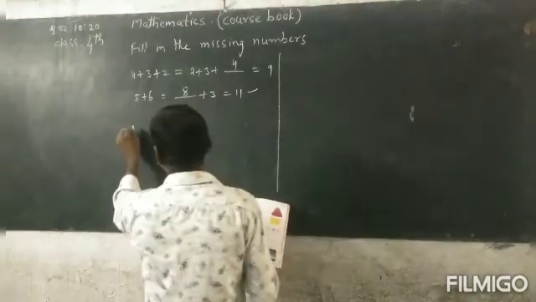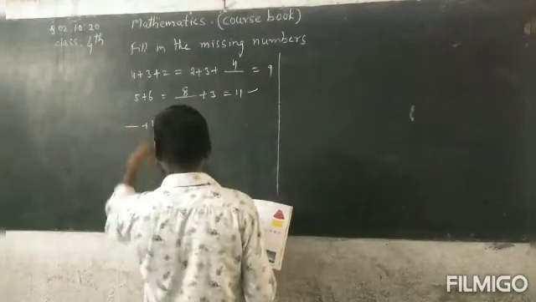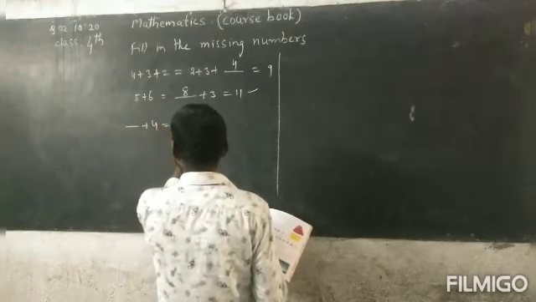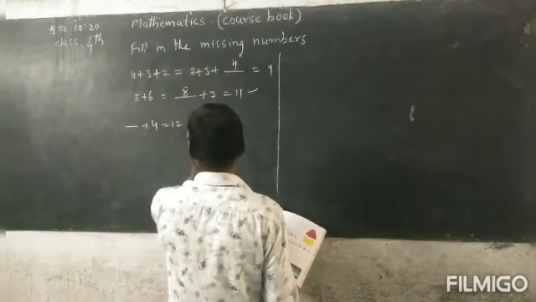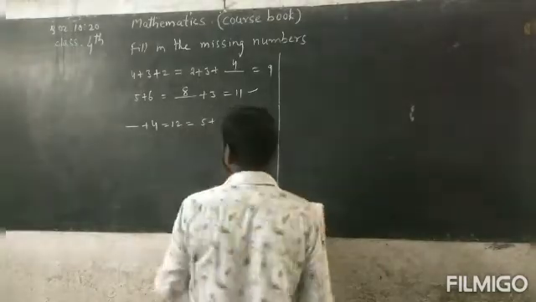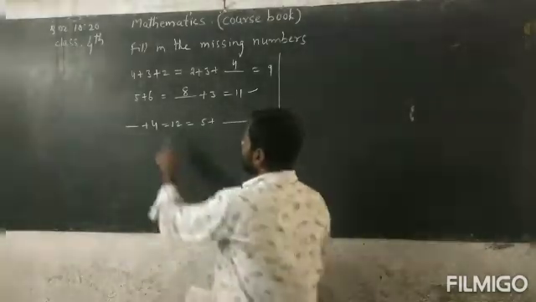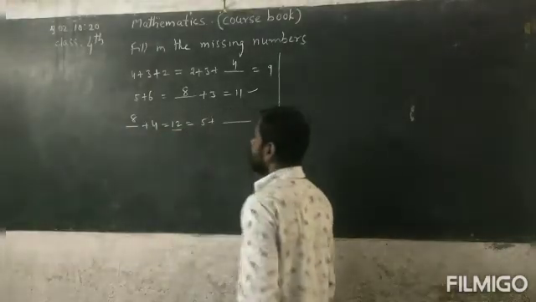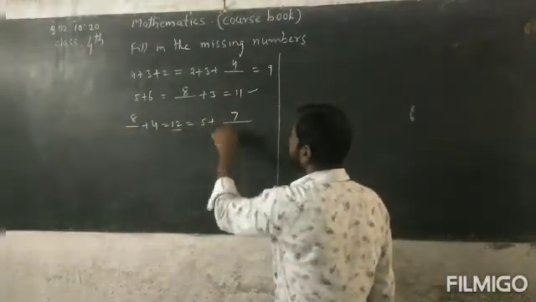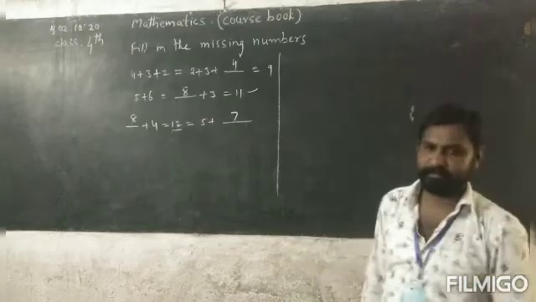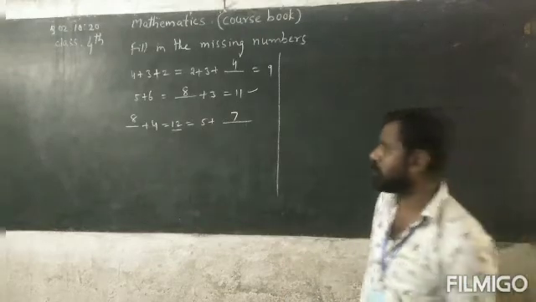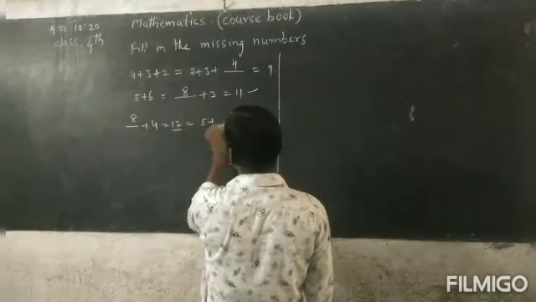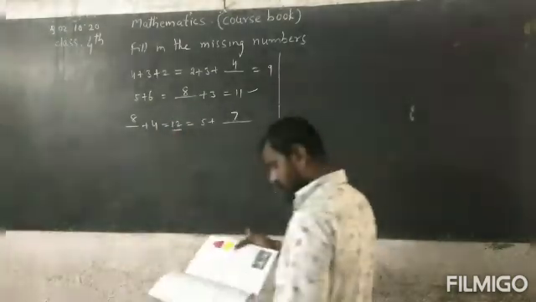Next, dash plus 4 is equal to 12, that is equal to 5 plus dash. So 4 is added to 8, you can get 12. 8 plus 4 is 12. Now 5 is added to 7, you can get 12. So 8 plus 4 is 12, 5 plus 7 is 12.